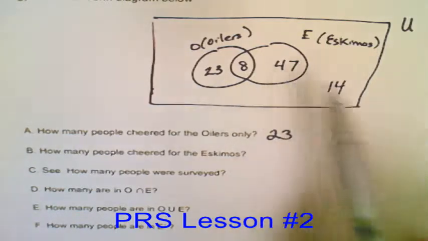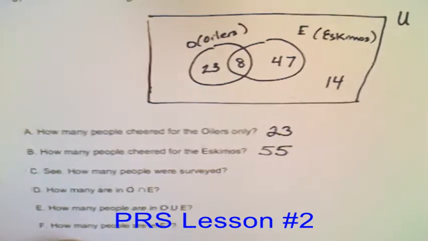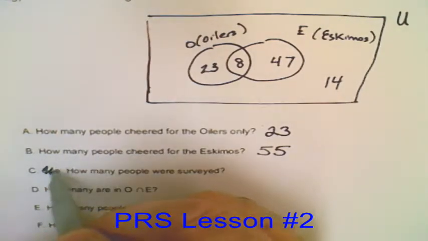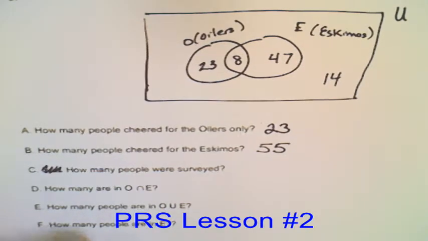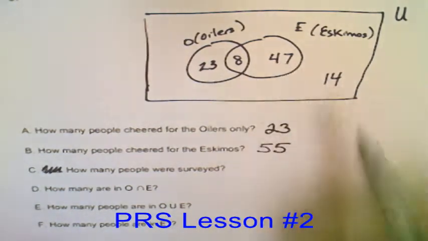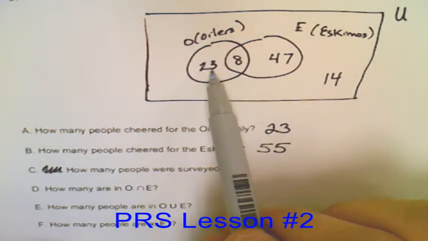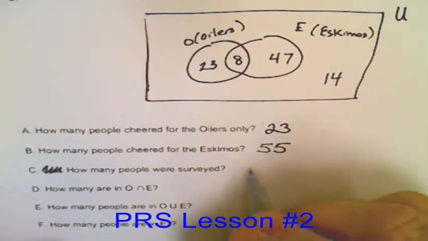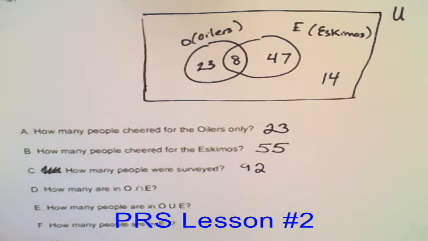How many cheered for the Oilers only? Okay. Now you have to read it very clearly. Oilers only. That's the 23. That section there is Oilers only. How many people cheered for the Eskimos? Well, the Eskimos are this whole circle. So there's 47 that were only Eskimos fans, plus 8 that did both. So you've got 47 plus 8, or 55.